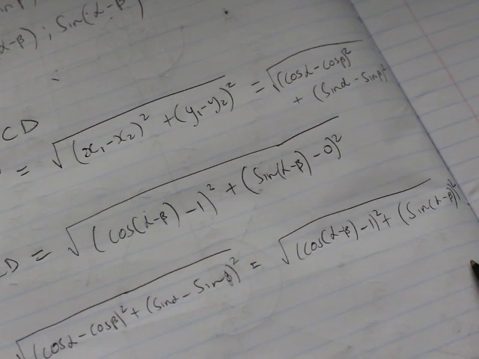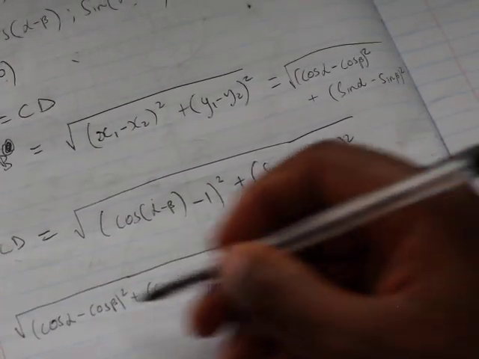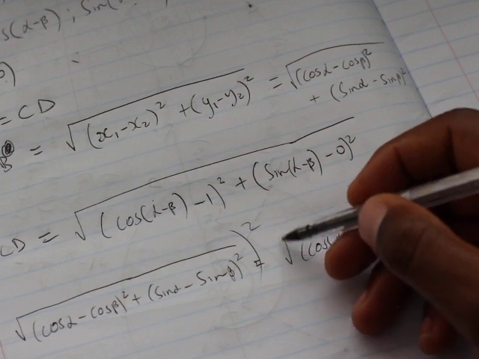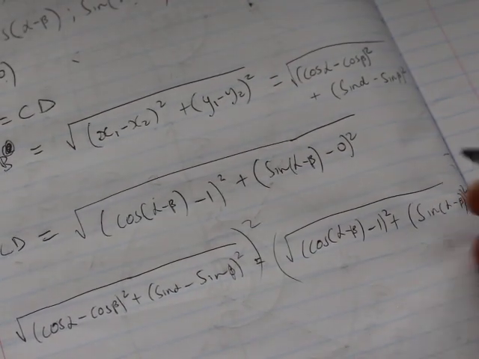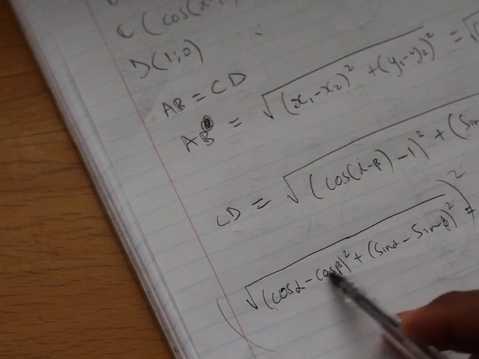So now that we've got this, we can remove the square root. Okay, we'll remove the square root, so we square both sides, so the square roots fall off. So now we can start simplifying this.